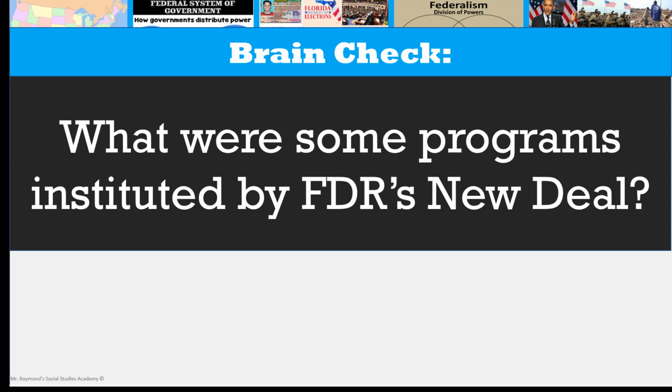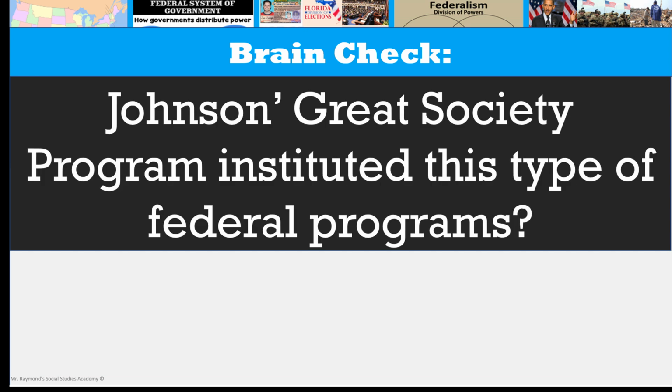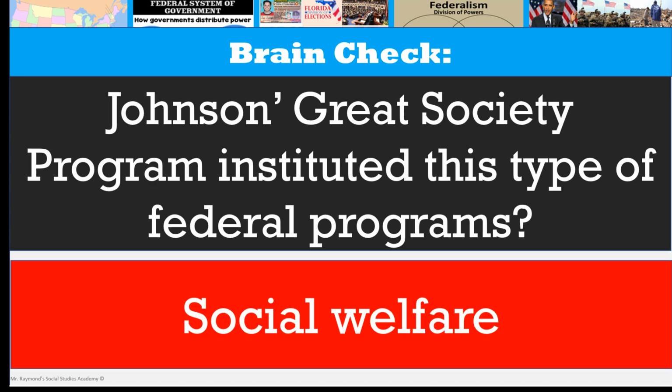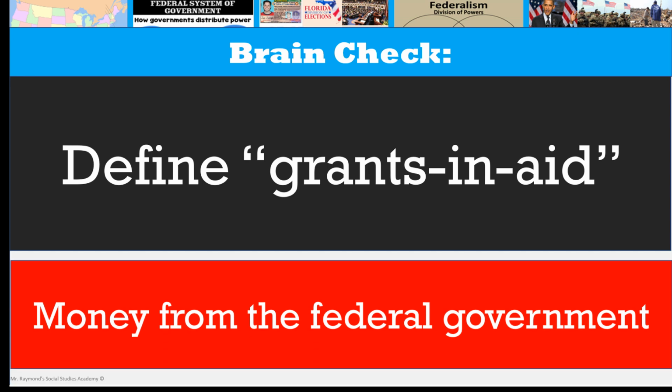What were some programs instituted by FDR's New Deal? Social Security, FDIC, a national minimum wage, and many more programs that would impact the states. Johnson's Great Society program instituted this type of federal program: social welfare. What are grants and aid? Money from the federal government to the state governments.